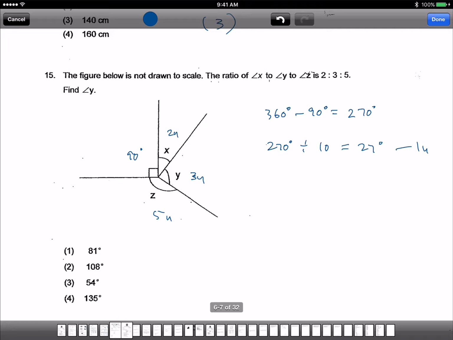So I want to find y. It's 3u. So it's 27 times 3 equals to 81. Answer is 1. Can't wait to check my answers.